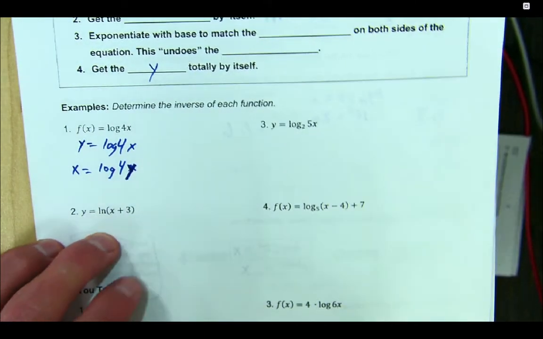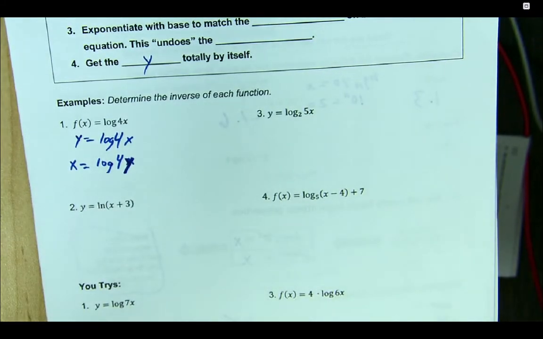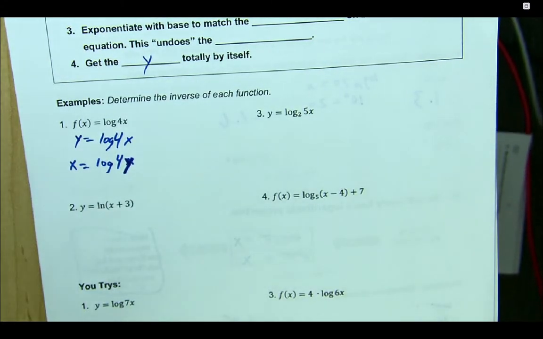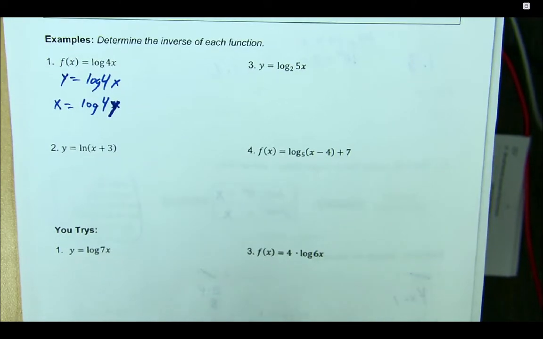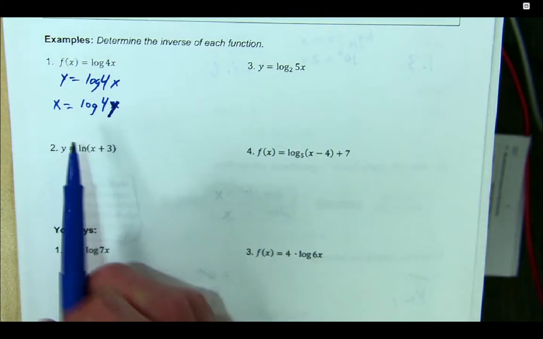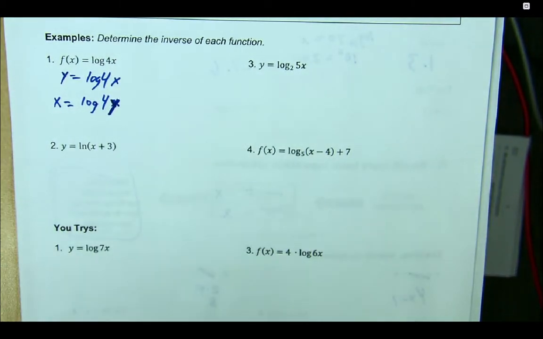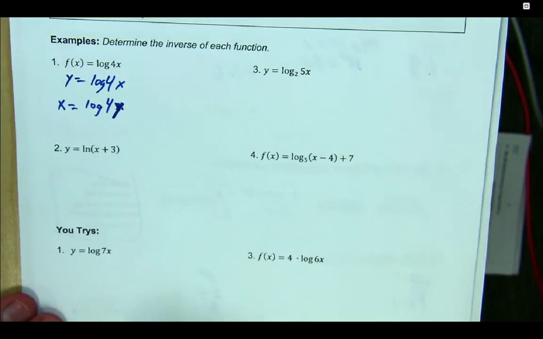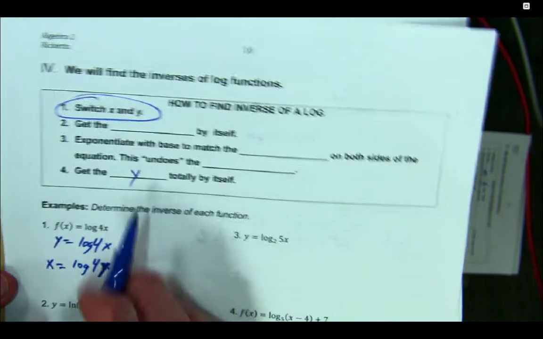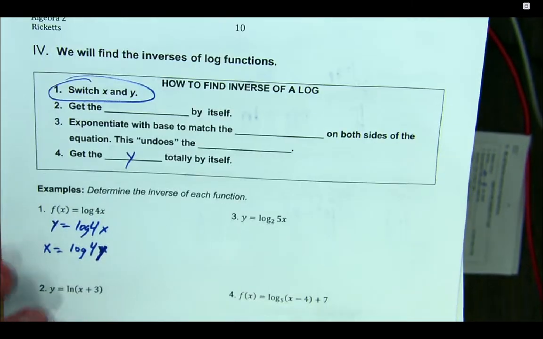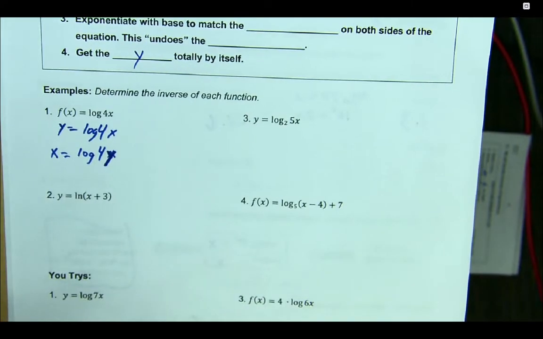So I have x is equal to log of 4y. Now, I mentioned in the previous video that logs will always have to have a base. And in this case, the base is not written. So since the base is not written, we are going to assume that there's a 10 there. So I'm going to rewrite this in exponential form. All right, that's kind of what they're getting at up here, exponentiate the base.